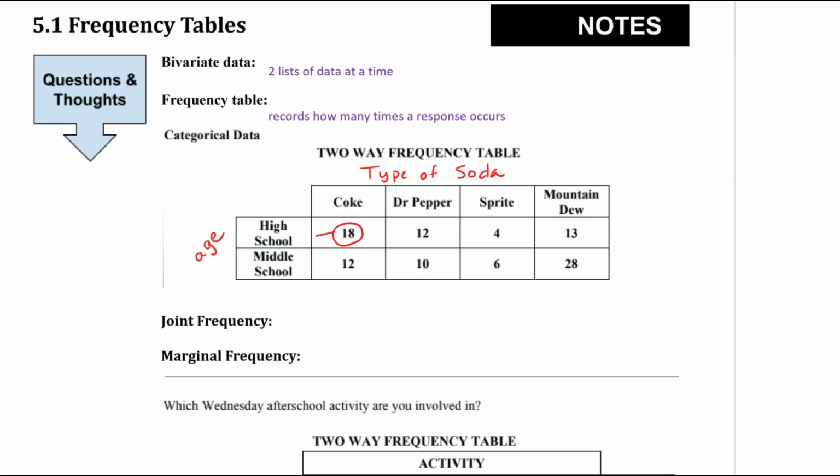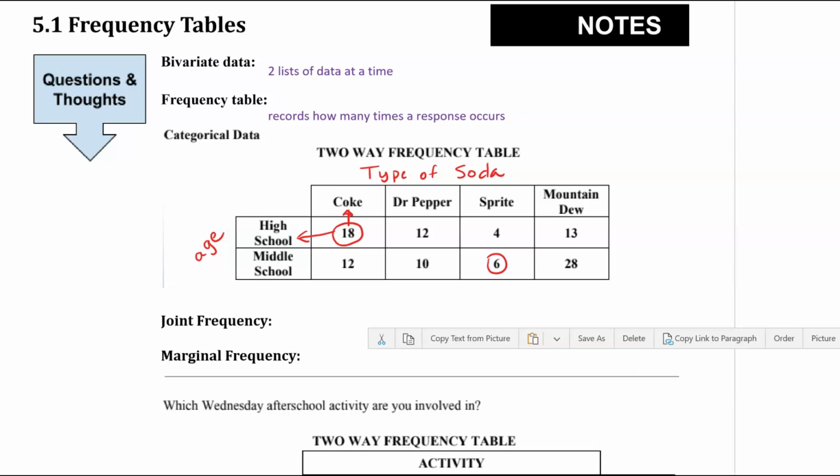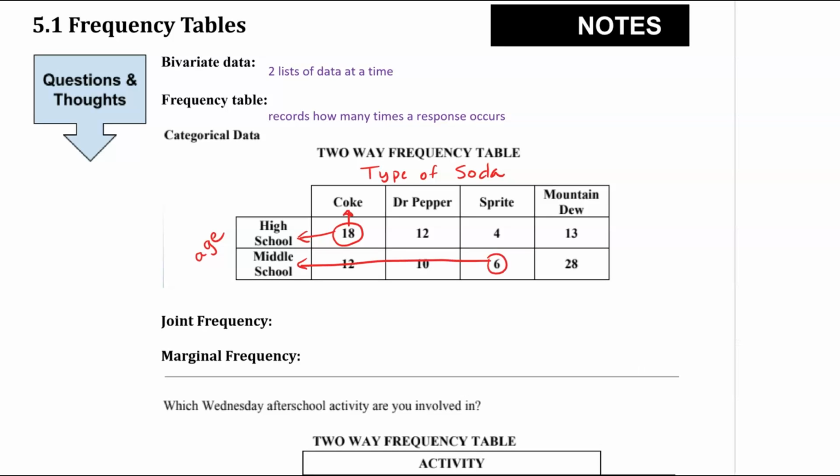18 high school students responded that Coke was their favorite soda, whereas 6 middle school students responded that Sprite was their favorite soda. This data in the table shows us the joint frequency because both high school and middle school students were given the same survey with the same types of responses.